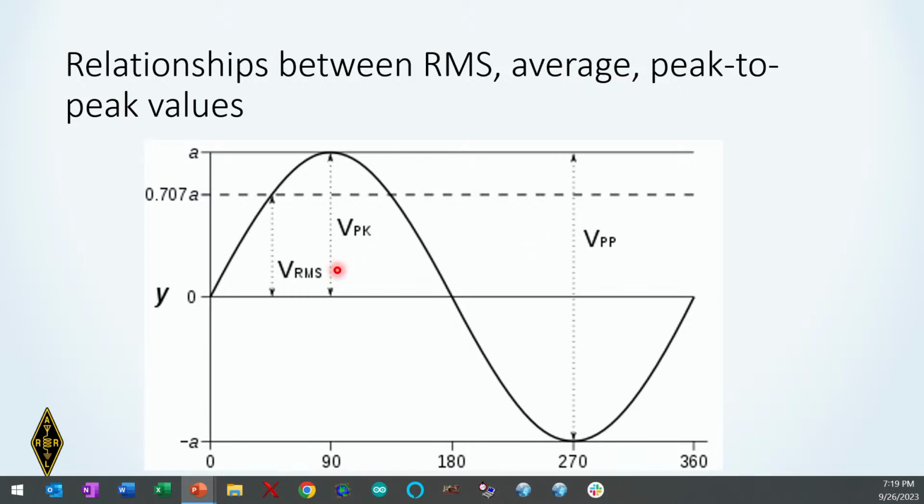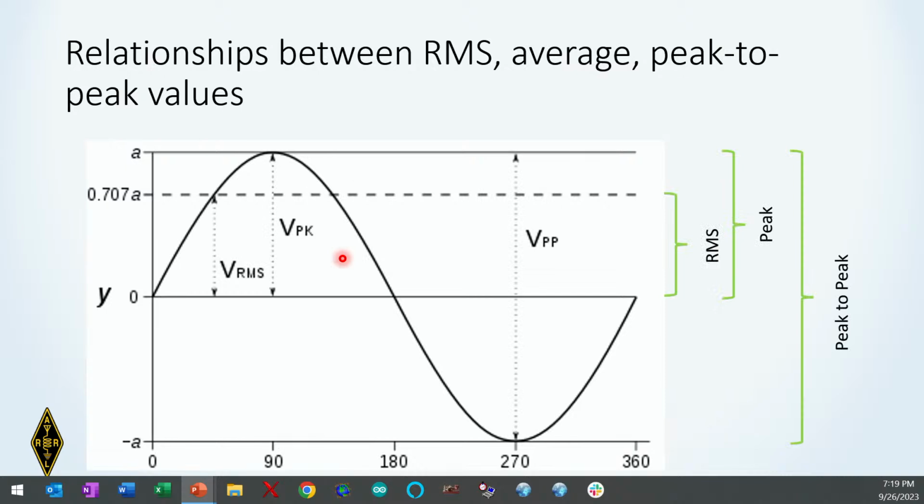A couple of other things. We've got the peak from 0 here, but we also have a peak for the negative voltage. So the distance between here and here is called the peak to peak voltage. This is the peak. This is the peak to peak, which would be double the peak.